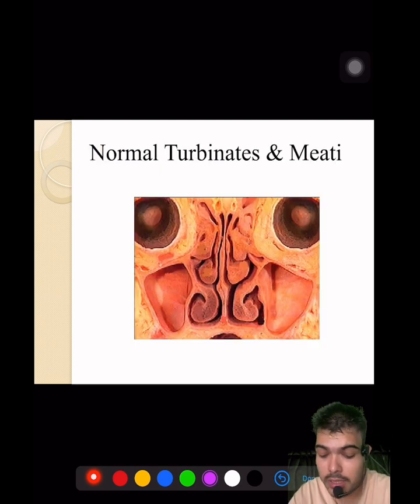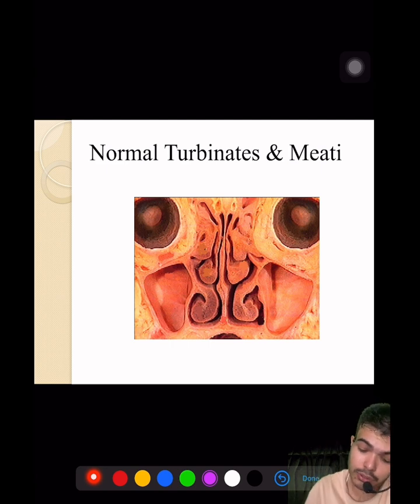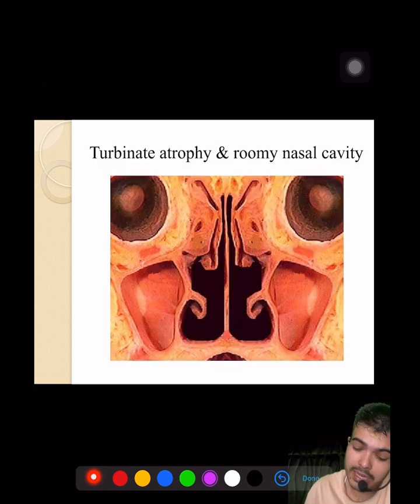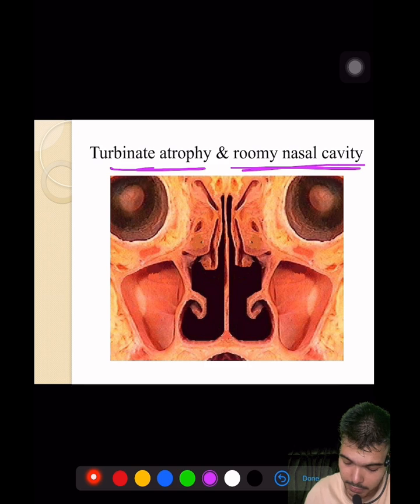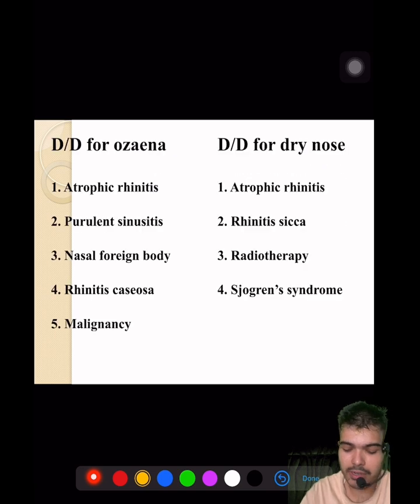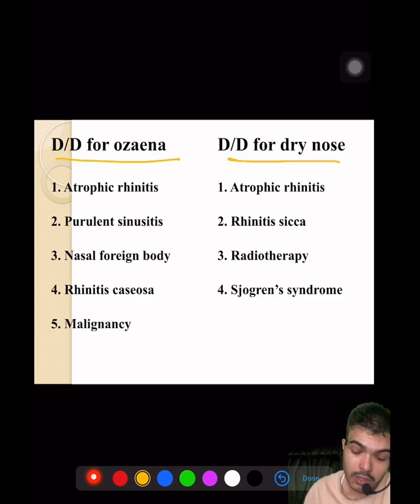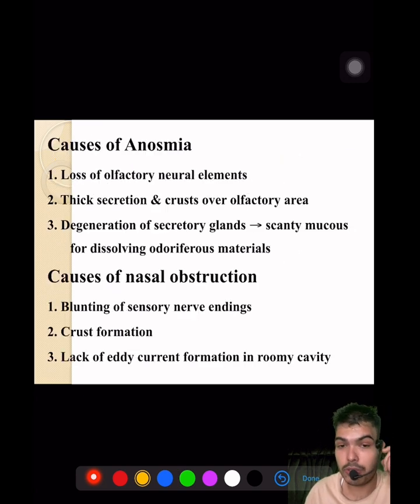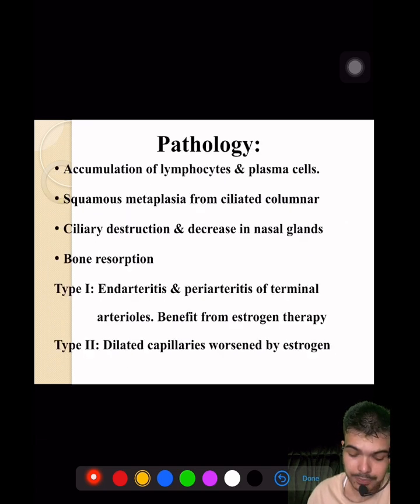So this is the normal turbinate and the meatus. Now you can see the turbinate atrophy and the roomy nasal cavity, but soon they will be filled with pus, secretions, and crust. DT for ozaena, DD for dry nose, okay. I don't need to explain this, I think. Causes of anosmia, causes of nasal obstruction. Please look into this. It's self-explanatory, okay. No need to explain much.